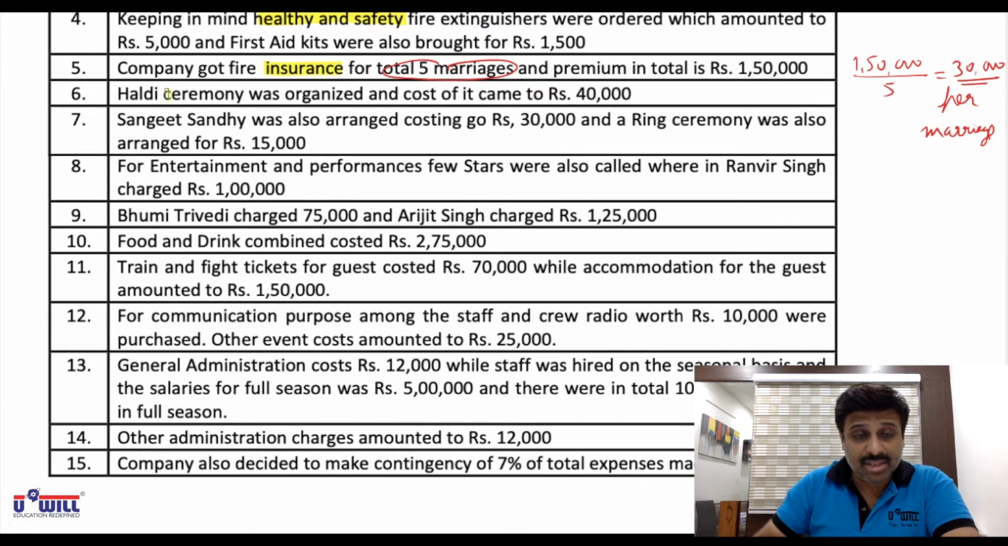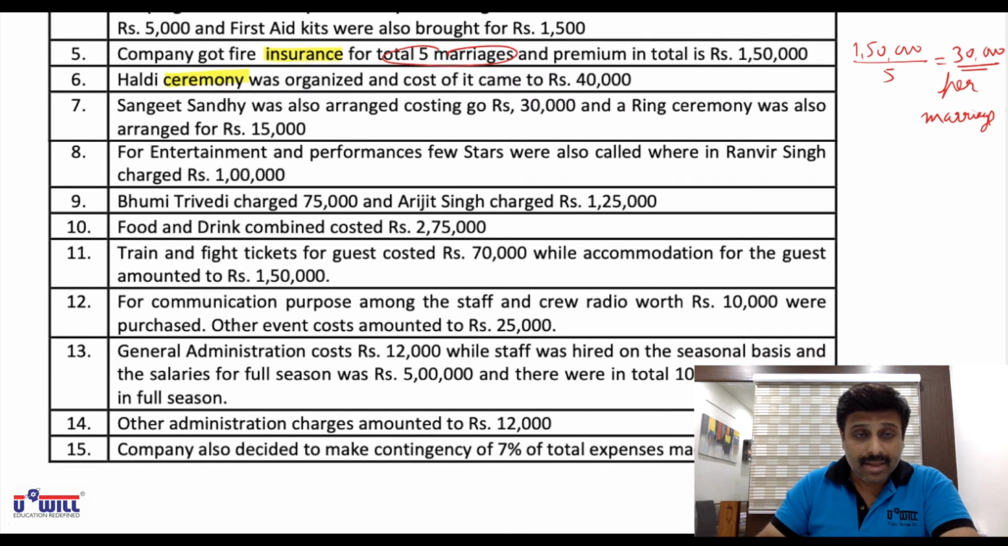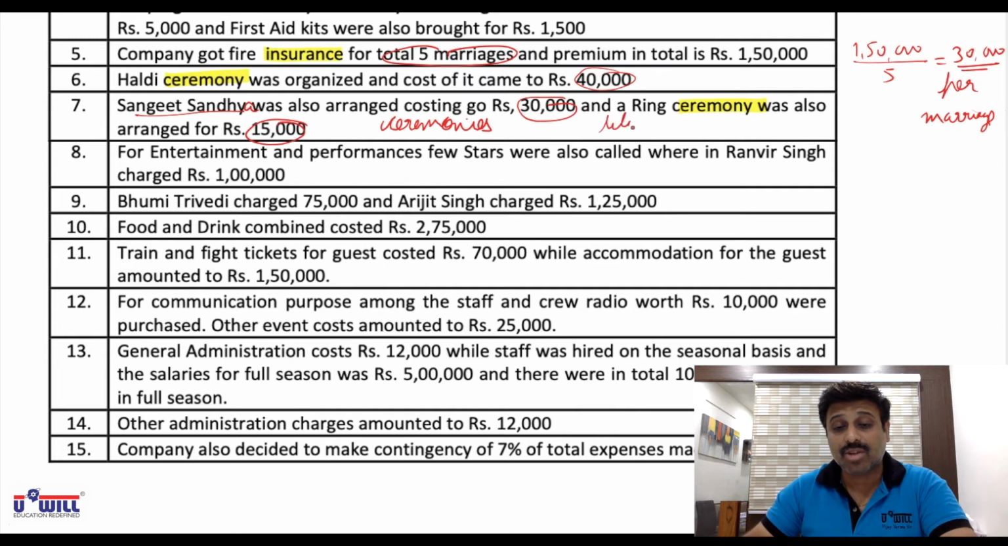Then Haldi ceremony. So in ceremonies, you'll record, it was organized at a cost and the cost of it came to 40,000. Then even this Sangeet Sandhya, not Sandhi, make it Sandhya, was arranged at a cost of 30,000. This is also a ceremony. Sangeet Sandhya is also a ceremony, and the ring ceremony is already mentioned, also arranged for 15,000. So 40,000 plus 30,000 is 70,000, plus 15,000, 85,000 you'll show in ceremonies. You can make workings also for the same because more than one item is there.